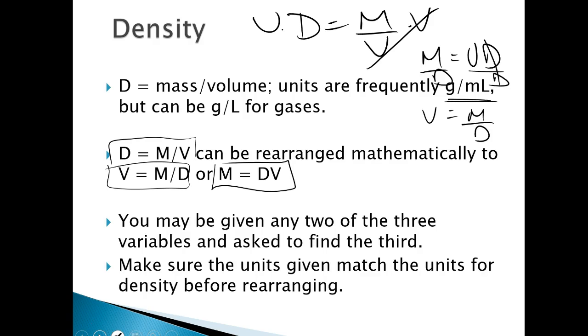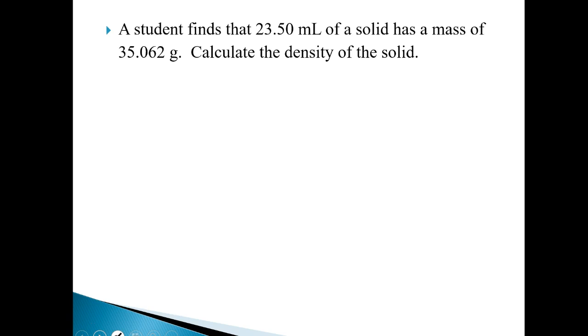The one thing you want to make sure that you do is that the units that I give you in the problem match the units that are given for density before rearranging, because it gets ugly after that. So it's much easier to rearrange the units before using the D equals m over V than after. So for this one, you have a volume. You need to recognize that as being volume because it's got liters. And you have a mass, and again, recognize that as mass.